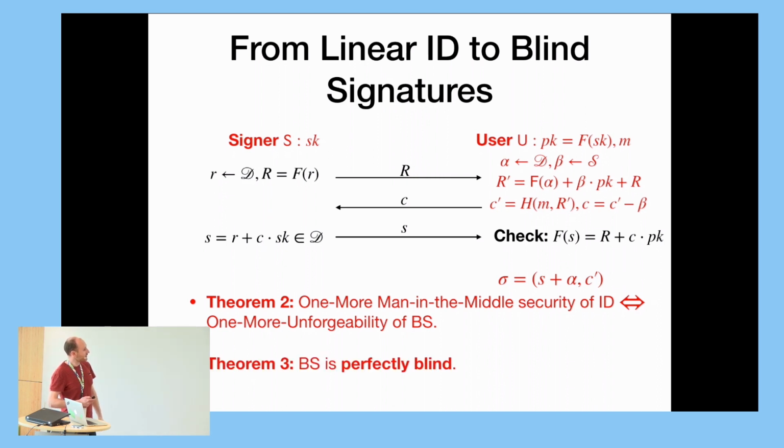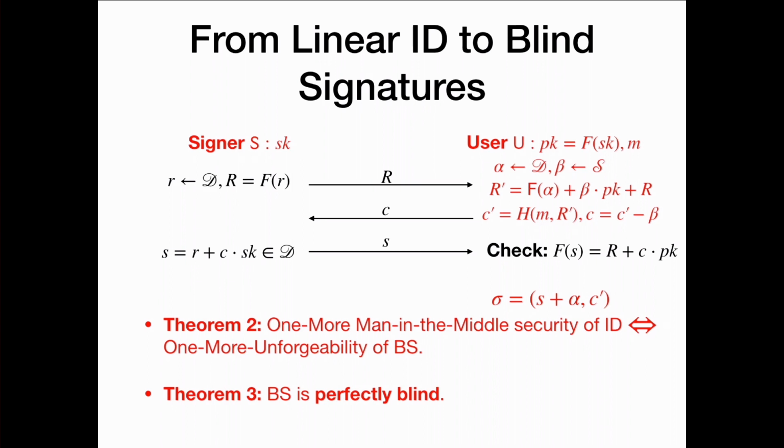We also have a second theorem, which is a generalization of works by Schnorr and Pedersen, which says that this scheme has perfect blindness. So what that means is that the adversary's advantage in linking any of the signatures that result from this protocol to any particular interaction is 0, even if it has infinite computing power.